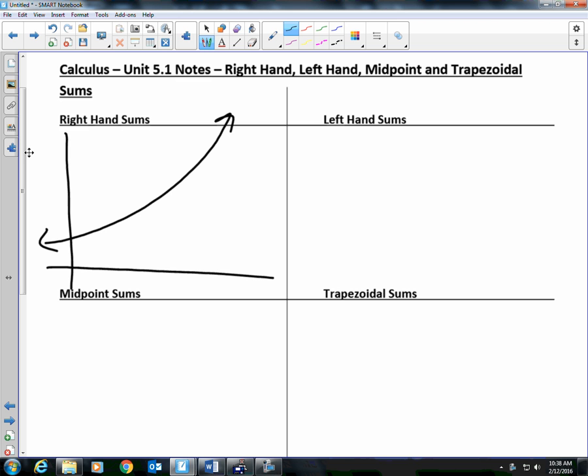Right-hand sum. If we have this interval, an x sub 0, an x sub 1, and an x sub 2. If you're going to create rectangles within these given intervals, I'm going to create two rectangles, and I'm going to do a right-hand sum. At which point do I evaluate the first height? I go to my interval, and I find the value on the right-hand side. So where do I calculate the first height? X sub 1.